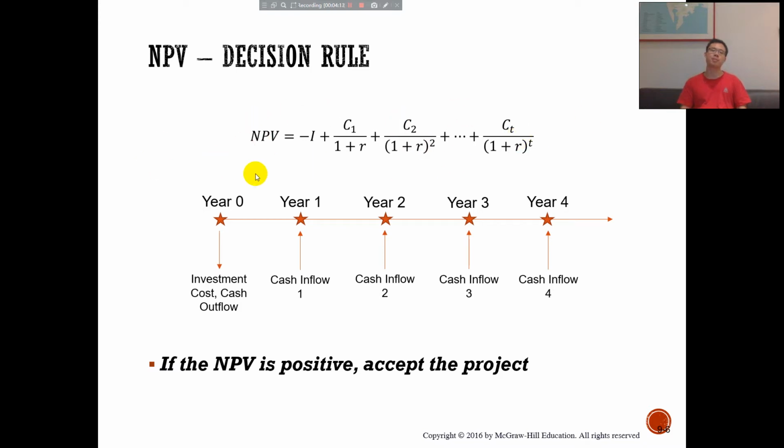If the NPV is positive, the rule says that we should accept the project. This is a very basic start of multiple rules, but I can give you a hint that NPV is also the fundamental and most reliable rule for determining whether to accept a project or not.